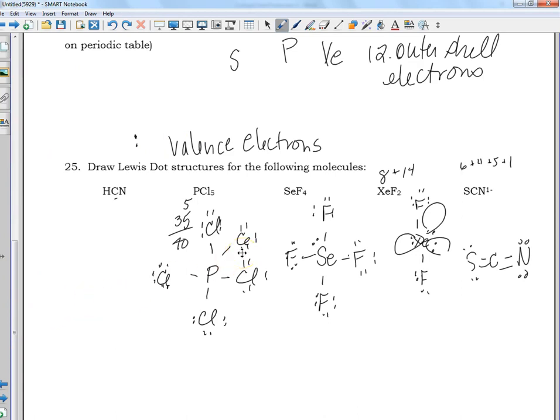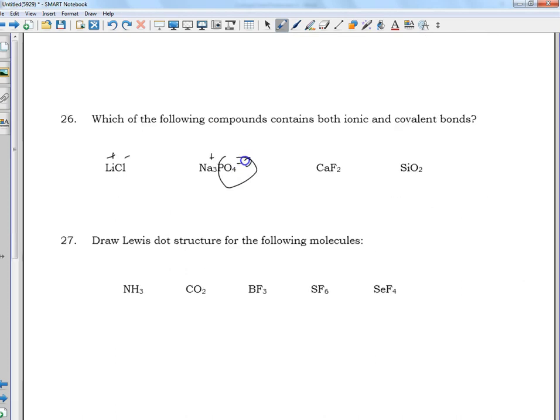Ionic and covalent bonds. Remember that ionic means you have a cation and an anion, a metal and a nonmetal. Lithium's a metal, chlorine's a nonmetal. This is ionic bonds only. Sodium is a metal. Phosphate is a group of elements that carry a charge. This is a covalently bonded group of elements. So this one has both ionic and covalent bonds.